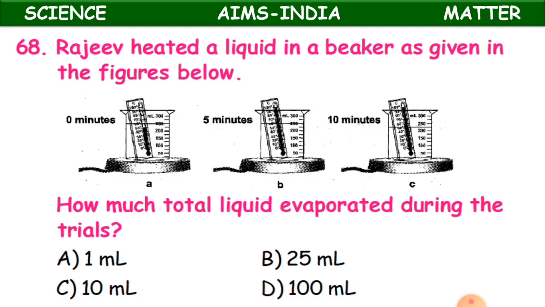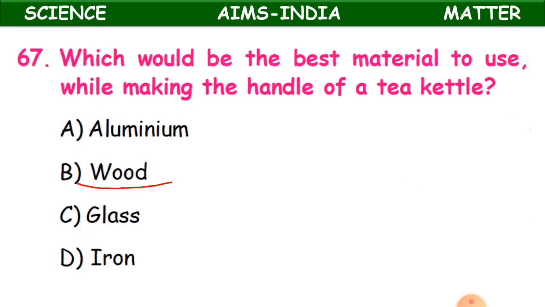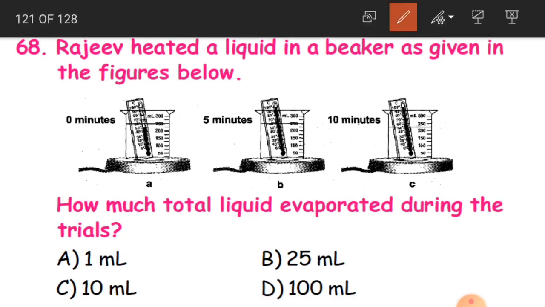68th question. See here. Rajiv heated a liquid in a beaker as given in the figures below. How much total liquid evaporated during the trials? See here, A, B and C. These are for every 5 minutes. A is at 0 minutes, B is at 5 minutes and C is at 10 minutes. So this liquid in this container has been heated. Okay, has it been heated or is it kept aside? How much total liquid evaporated during the trial?